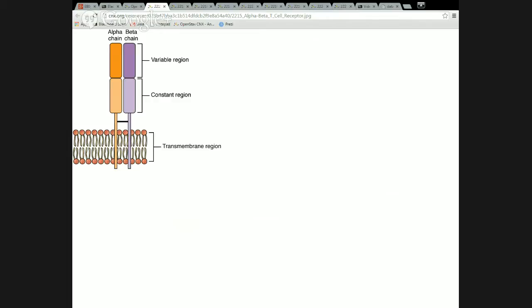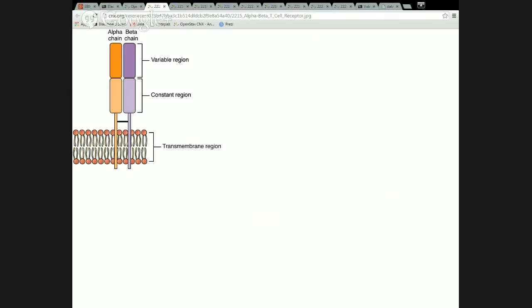So I can put these side by side, and you can see that the antibody has a variable region and a constant region too. And whether it's the T cell receptor, obviously in the T cell, or the antibody in the B cell, there are genes for these different pieces. So there's an alpha chain and a beta chain gene that's active in a T cell, and there's a light chain and a heavy chain gene that's active in the B cell.